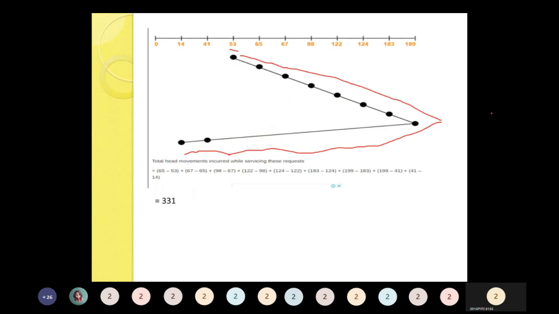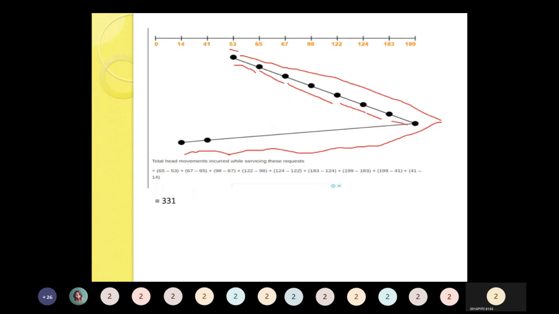Okay, here I am going to calculate the request in millisecond. So 65 to 53 minus, I am going to write here. Next 67 to 65. Next 98 to 67. 122 to 98. 124 to 122. 183 to 124. 199 to 183.